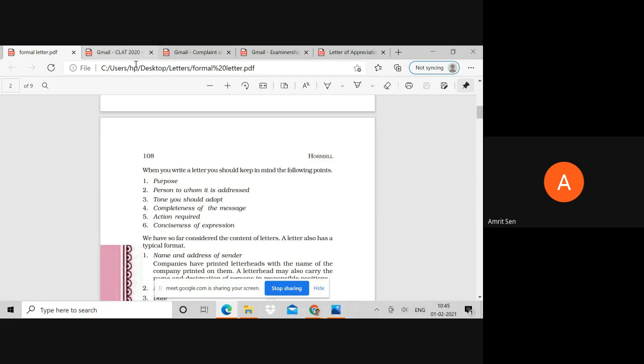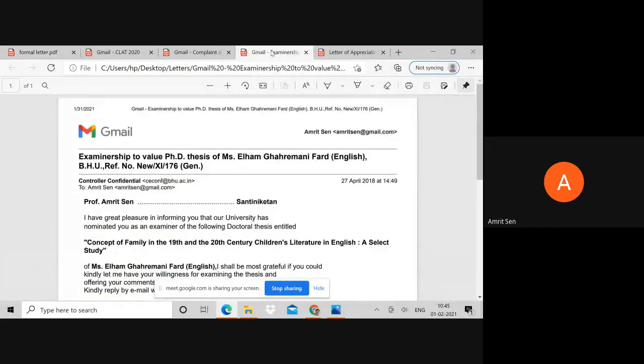Say, let me give you another letter, for example. If this letter was given to me about examinership, then there could also be a letter which was reminding me that I have not submitted the report. So it will say, dear sir, this is to remind you about our correspondence or our email dated X on the above topic.